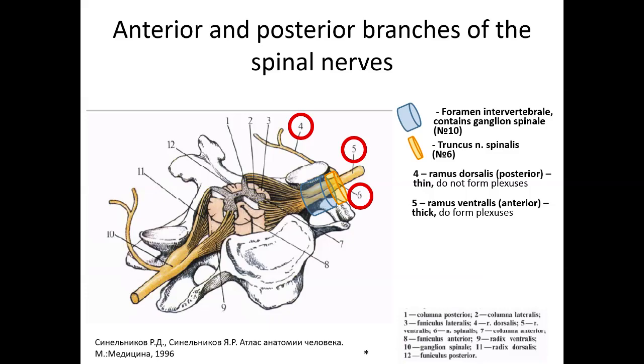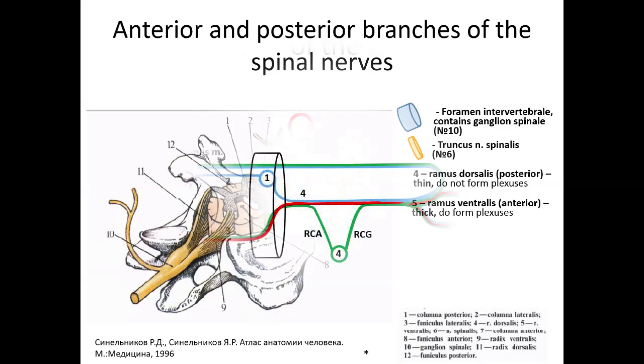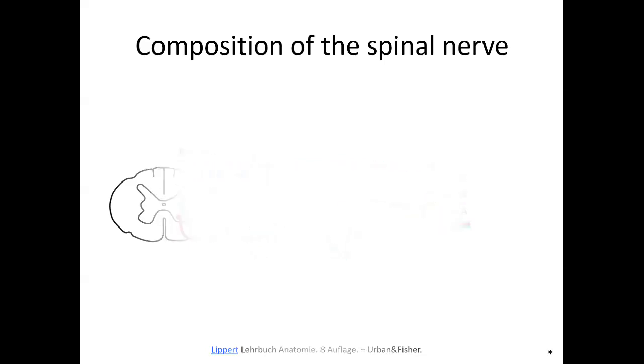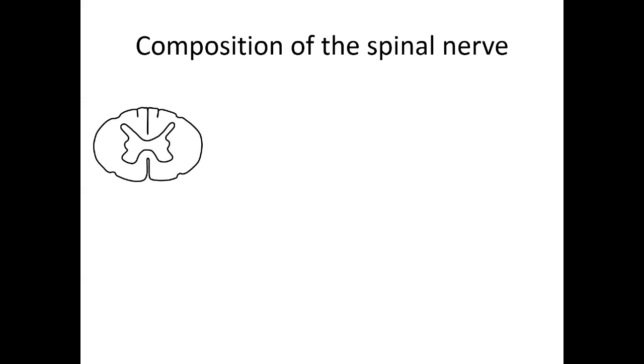So we finished this first picture, and now the next composition of spinal nerve. Here it is, a picture which we should draw together, and let's begin from the beginning, from the spinal cord. So here it is, peripheral section of spinal cord.